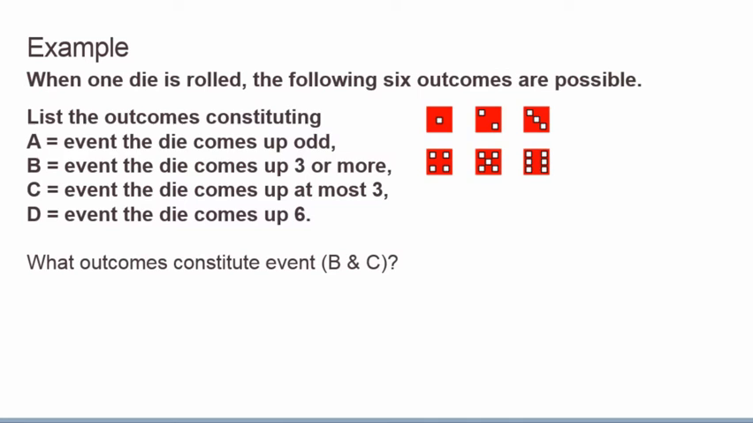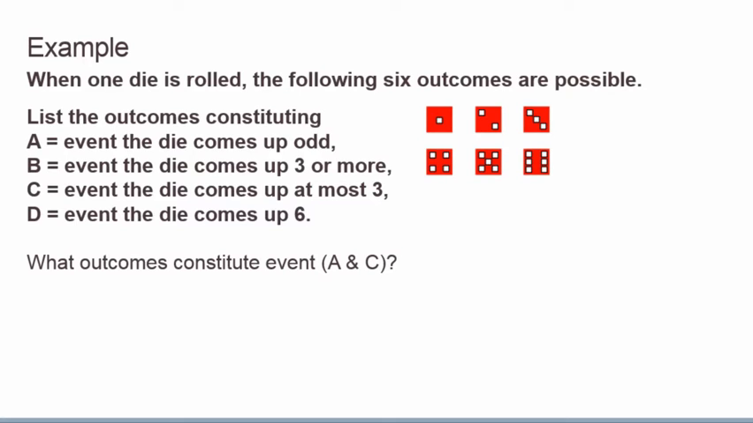Continuing, what outcomes constitute event B and C? Event B, the die comes up 3 or more. Event C, the die comes up at most 3. Since it is AND, we only want the outcomes that are in both B and C. Event B and C is 3.